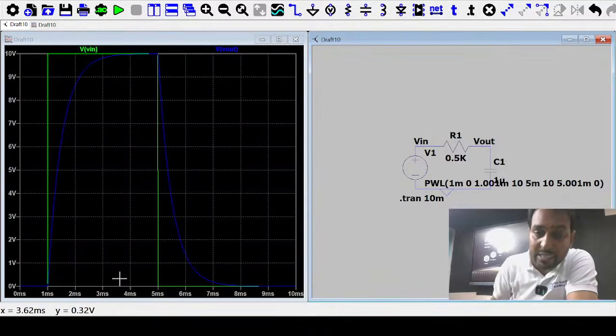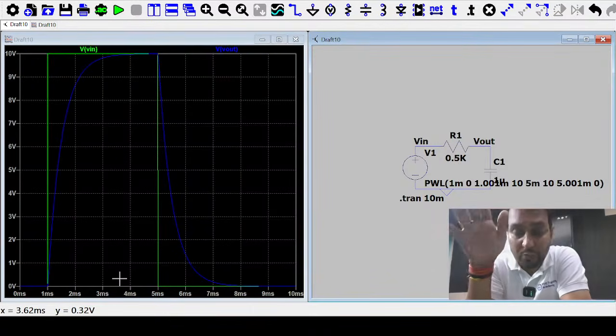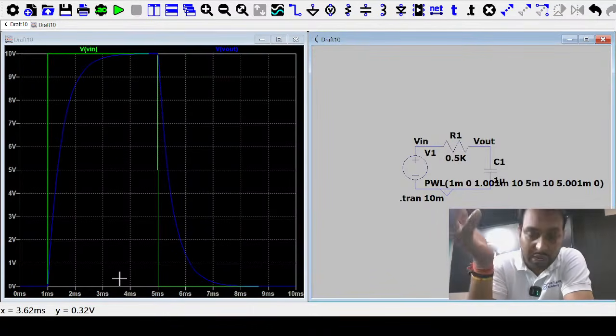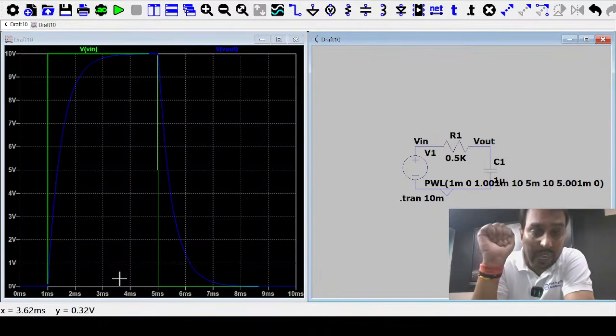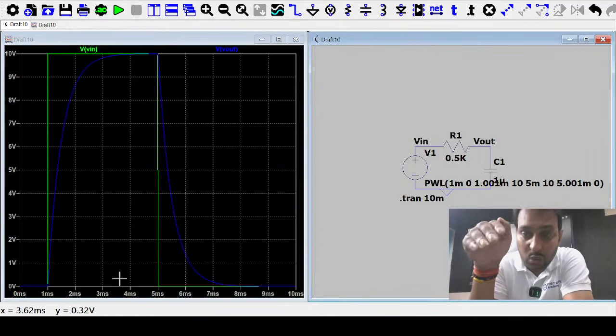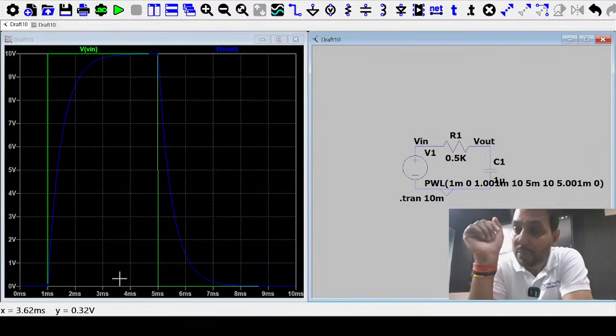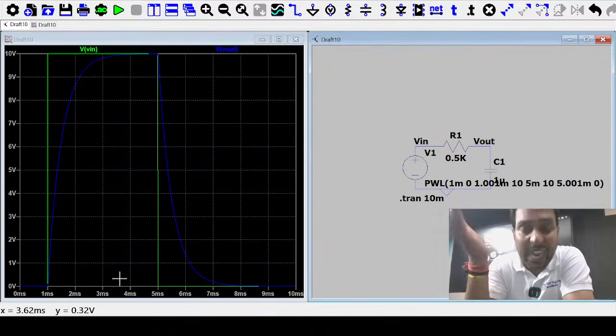Here I am using the pulse width. The pulse width is 5 millisecond minus 1 millisecond, that is 4 millisecond, and tau in this question is 0.5 k into 1 micro, which is 0.5 millisecond. So the pulse width is 4 millisecond and tau is 0.5 millisecond, so the pulse width is 8 times the tau.